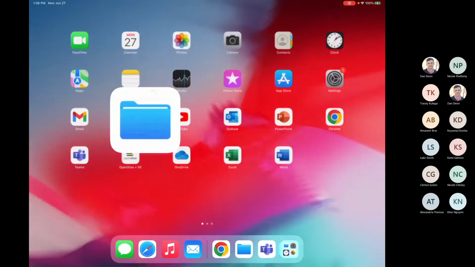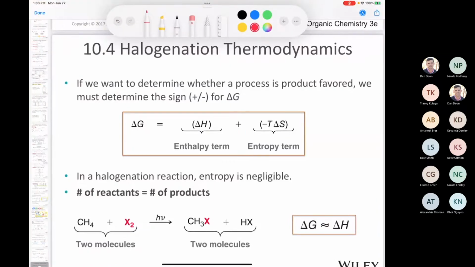All right, let's take a look at section 10.4, which deals with the thermodynamics of halogenation. Halogenation is nothing more than taking an alkane and adding a halogen to it, whether it be a fluorine, a chlorine, a bromine, or an iodine. And if you want to determine whether or not a process is product favored, if the reaction works, you have to look at the sign of delta G, right?